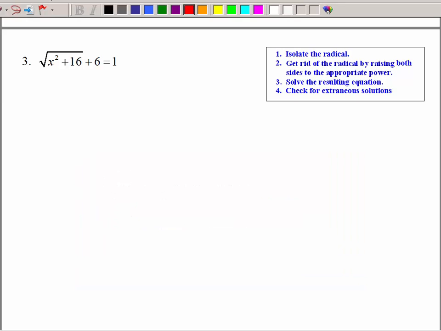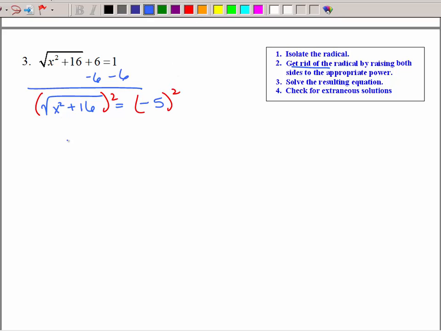This one looks similar. So again, we're going to isolate that radical. So we're going to subtract 6 from both sides. And we have the square root of x squared plus 16 equals -5. Then we're going to get rid of that radical. It's a square root. So I'm going to square both sides.